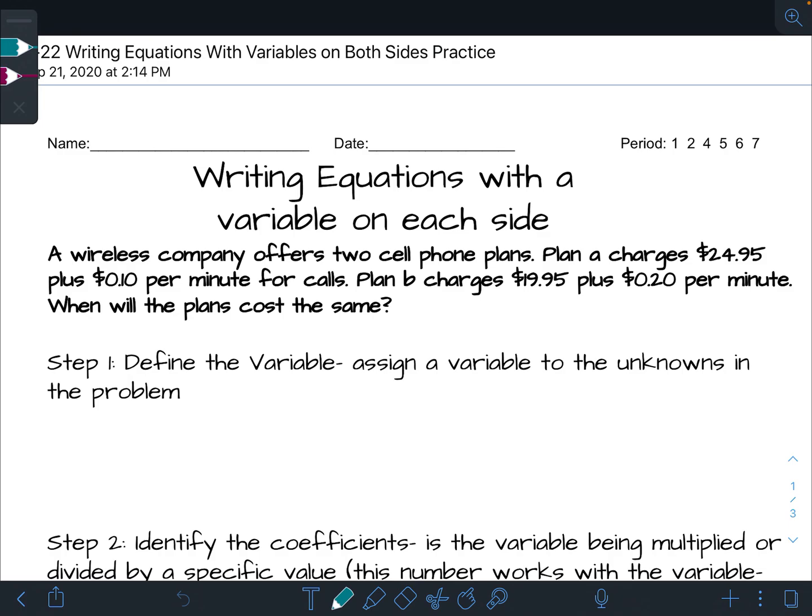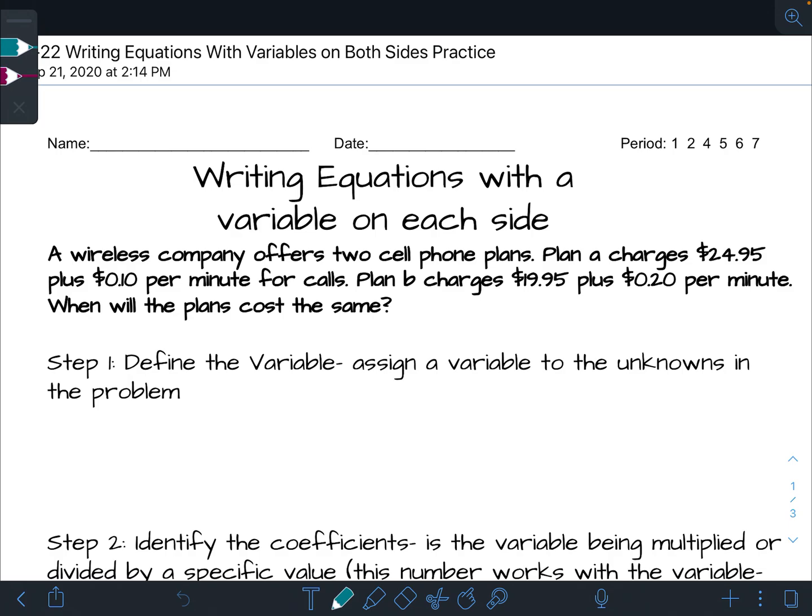So to be able to write an equation from a word problem, I first want you to be aware of this. You have done this in 7th grade. You did this in 7th grade a lot last spring. So don't think that this is something completely new. It really isn't. You just now have a variable on both sides.